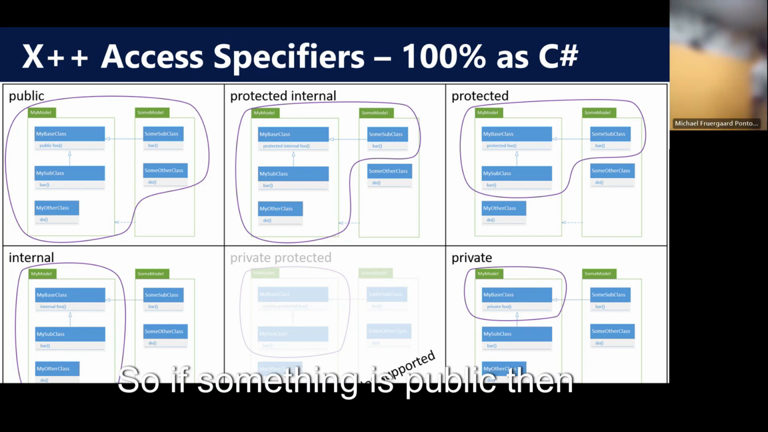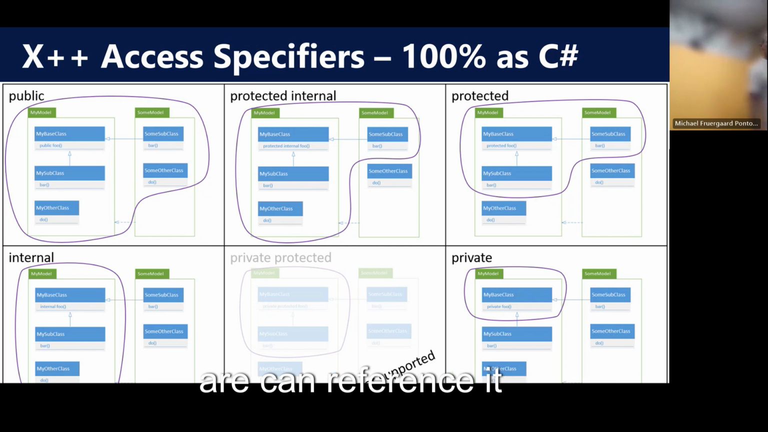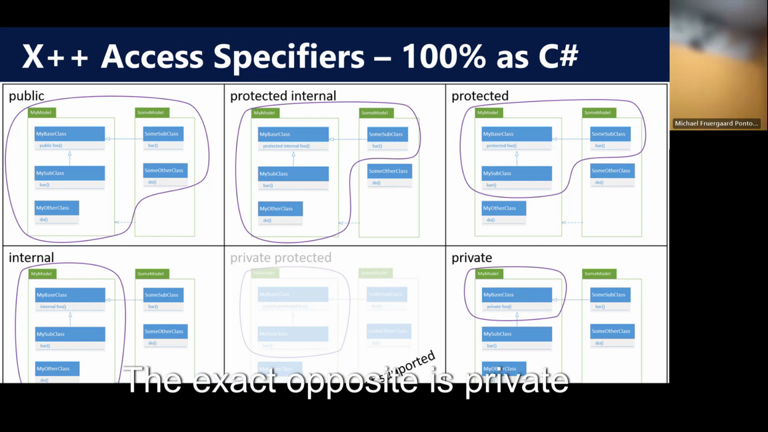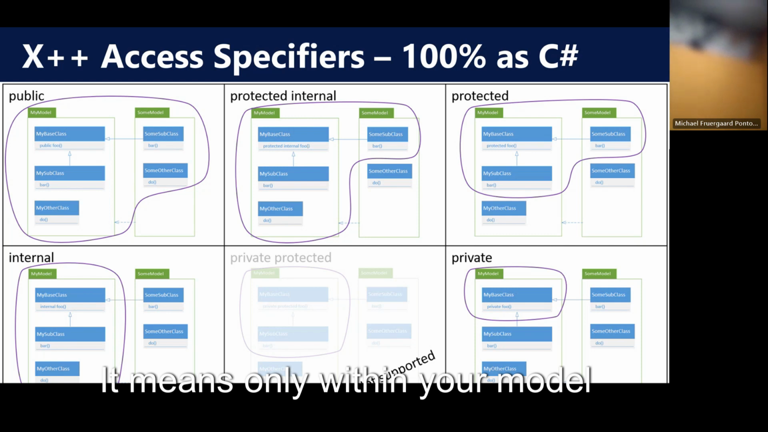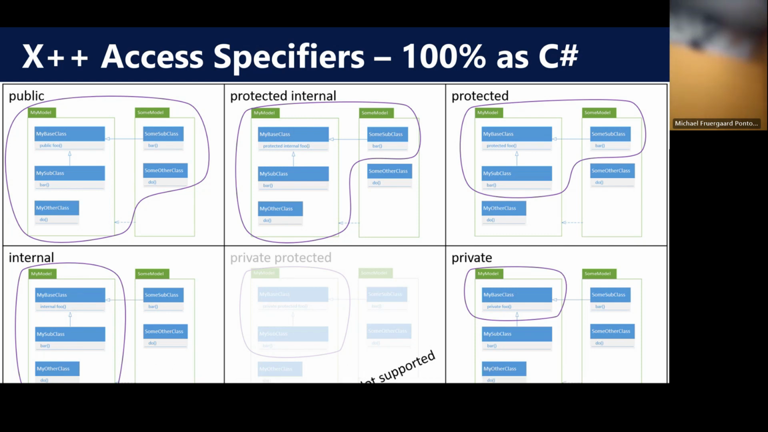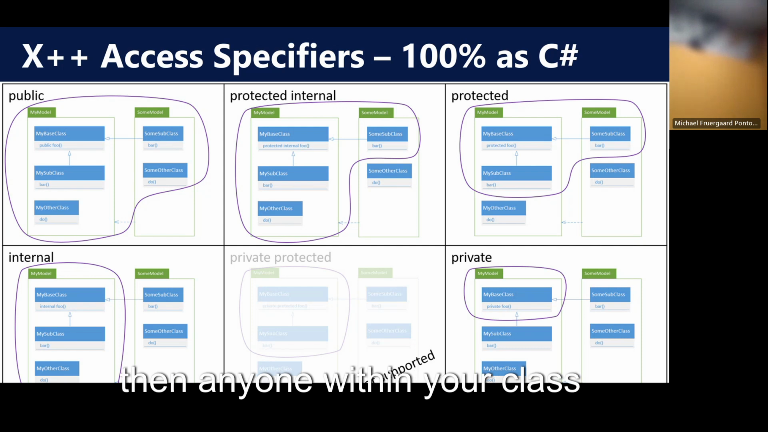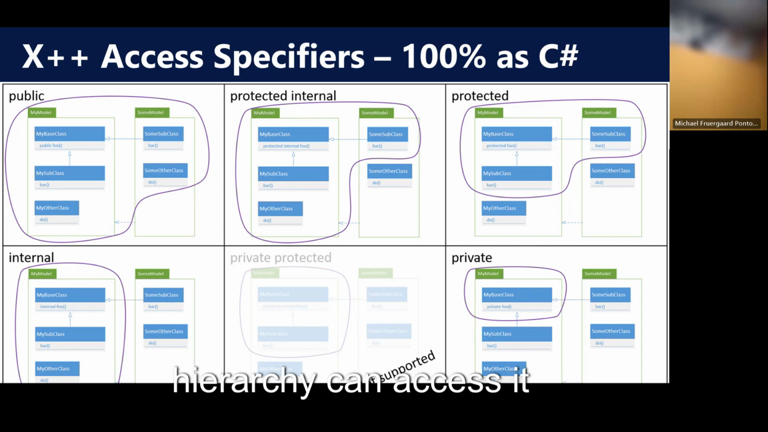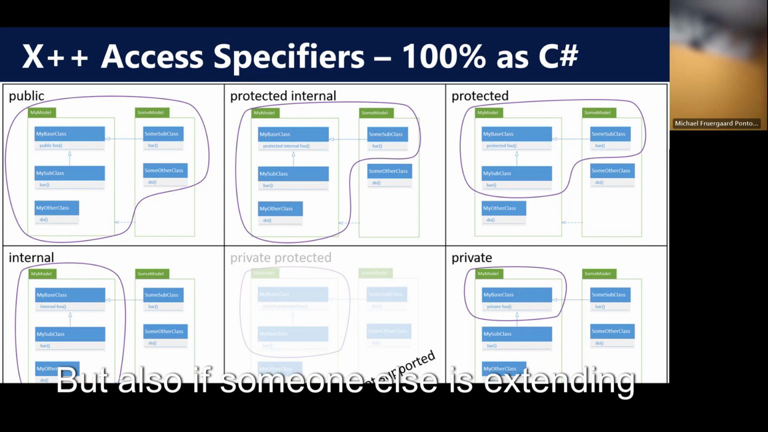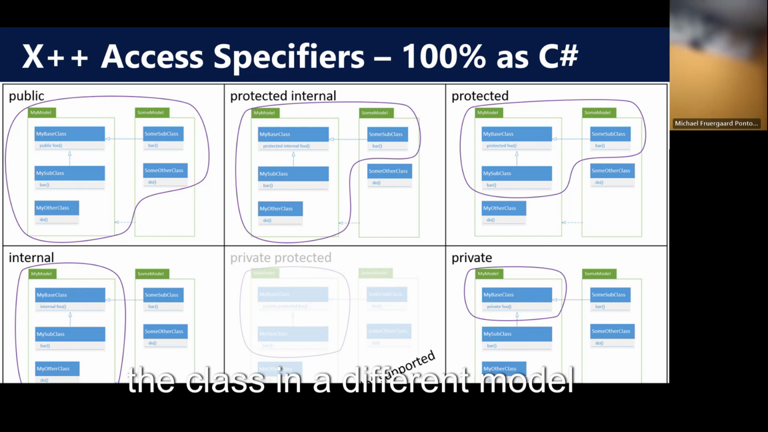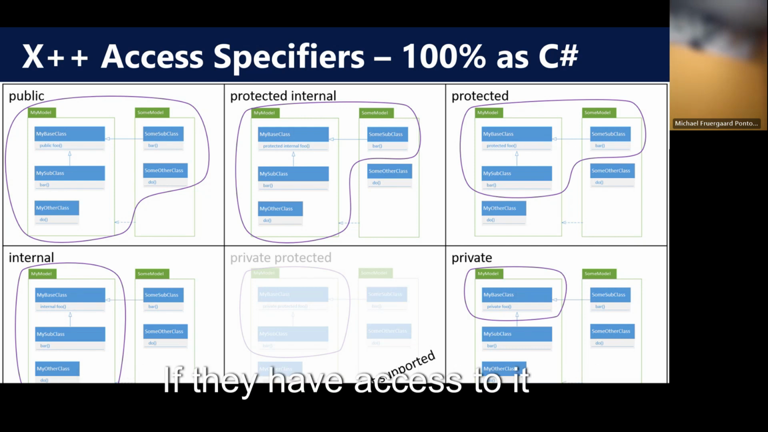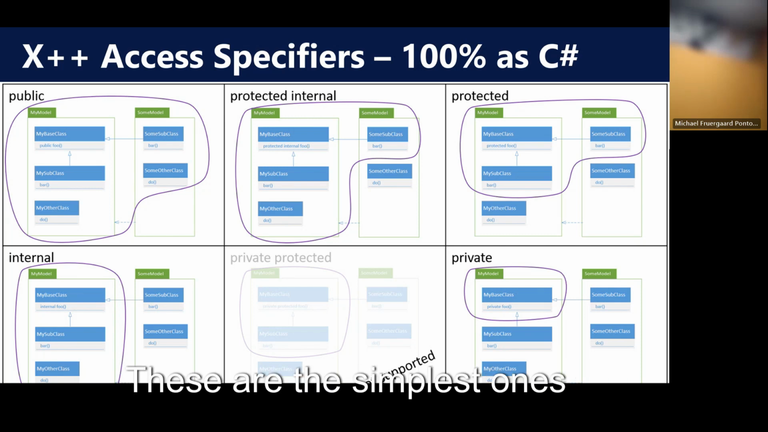If something is public, then anyone, regardless of where they are, can reference it. The exact opposite is private. It means only within your model, within your class, can reference it. If something is protected, which is in X++ normal, then anyone within your class hierarchy can access it. But also if someone else is extending the class in a different model, they can extend it. If they have access to it, they can call the method, they can change the logic. Now, these are the simplest ones.